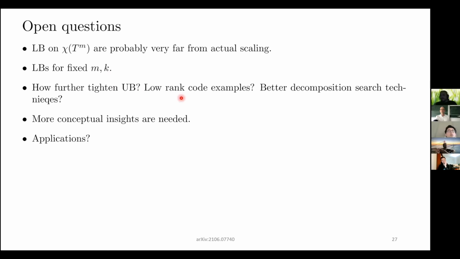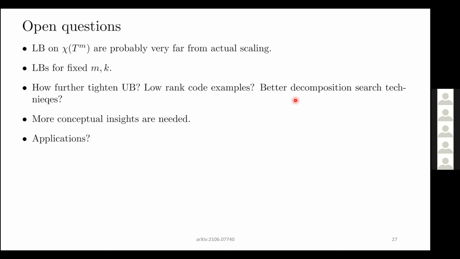Some examples of low rank codes would be really useful, and it would immediately imply tighter upper bounds for many copies of the T state. And also perhaps the development of better search algorithms for searching for the decompositions.